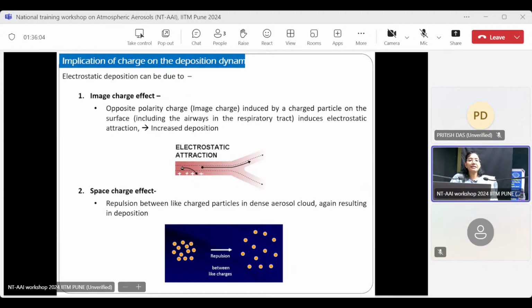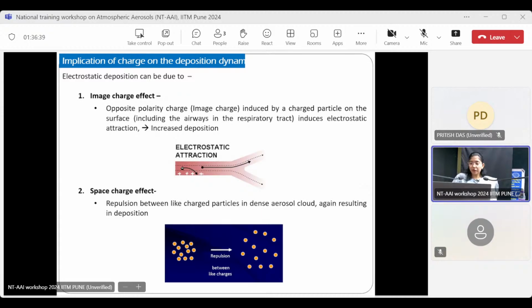Then the second effect is the space charge effect. Because of the high concentration of the charged particles, there will be a repulsion. These particles are traveling inside a tube or inside a respiratory tract. Because of the repulsion, they will get impacted on the tube or the tract, and that will result in deposition. So because of both of these processes, you will have increased deposition inside a tube.